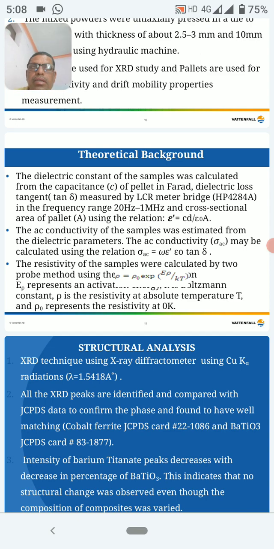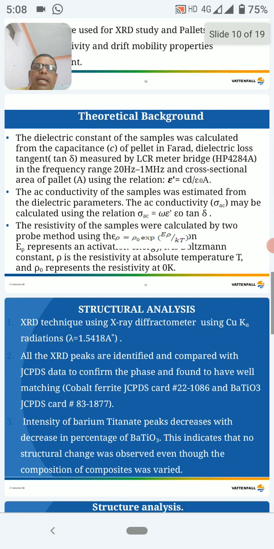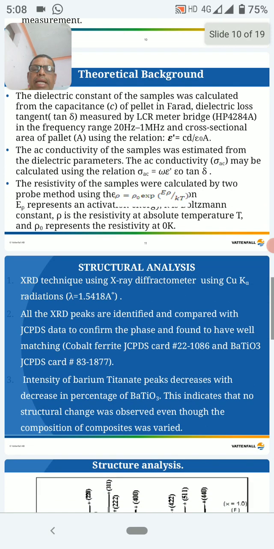And when these composite materials are prepared, their structural properties are also studied. The structural analysis of these ferrite and ferroelectric phases, that is the manganese and zinc substituted cobalt ferrite and barium titanate, and their composites using the above formula, is done by the XRD technique using copper K alpha lines, which have a wavelength of 1.5418 angstrom. All the XRD peaks are identified and compared with the JCPDS data to confirm the phase and found to be well matching.